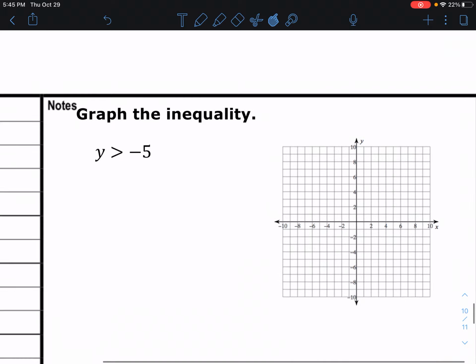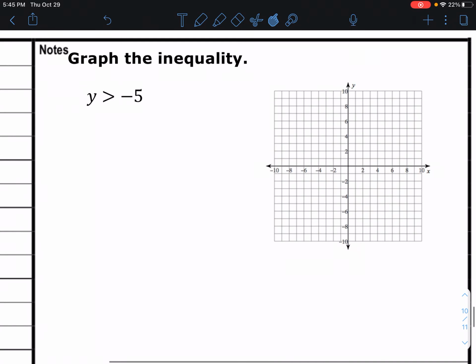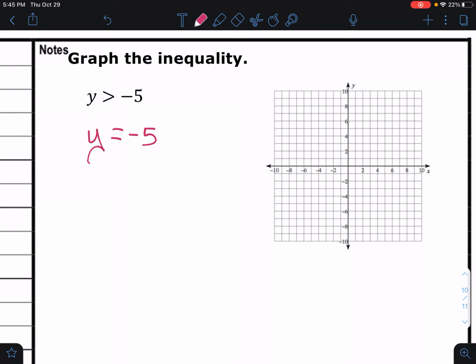If it's a false statement, shade the other side. Okay, and then lastly, graph the inequality. These ones are kind of nice. So you look at this and you go, oh, y equals -5 is a horizontal line at -5. Now, it says y, it doesn't say this. This is where everything is y equals -5.